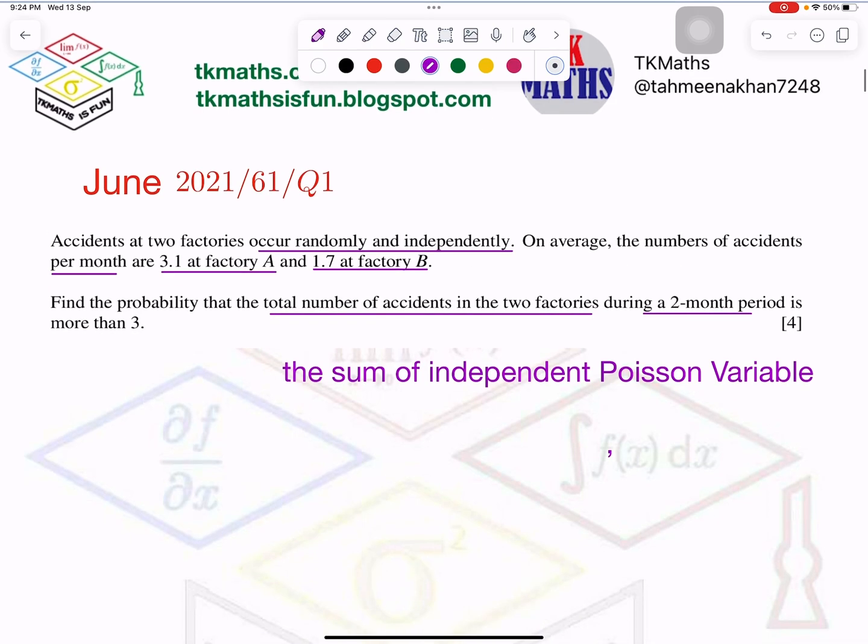Now what happens in this case? Let me represent factory A by the letter X. So the number of accidents occurring at factory A is represented by this, and in the Poisson distribution, I will write it like this. It is better if you write: let X be the number of accidents occurring per month at factory A. I'm not writing it out because it will take a little long, but you can explain it in the exam. Similarly, for factory B, I'm using the variable Y, representing 1.7. So you can say: let Y be the number of accidents occurring per month at factory B.